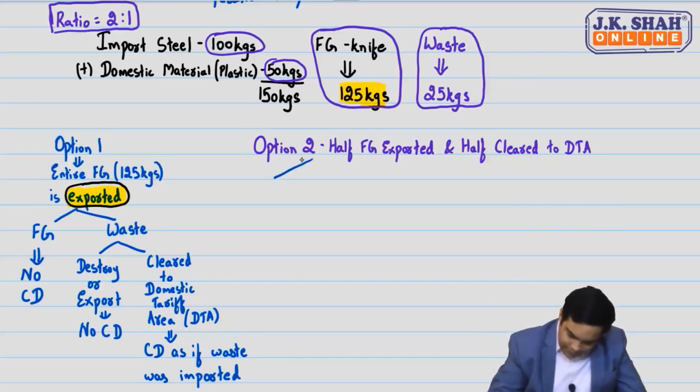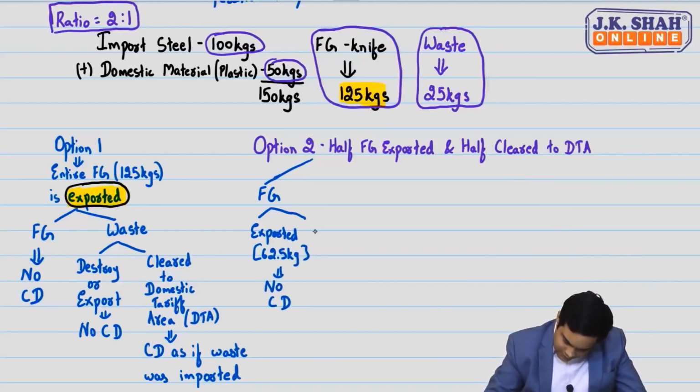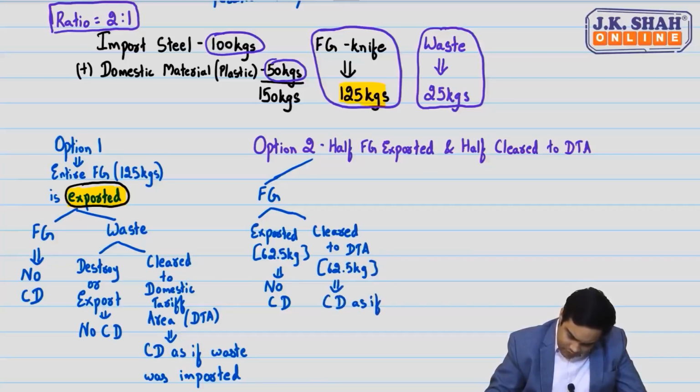Let's understand the treatment. Let's start with finished goods. Finished goods, to the extent it is exported, that is 62.5 kgs: no custom duty. Agreed? Yes. Finished goods cleared to DTA, this is also 62.5 kgs. Now the law says custom duty as if finished goods was imported. That means custom duty on the knife.